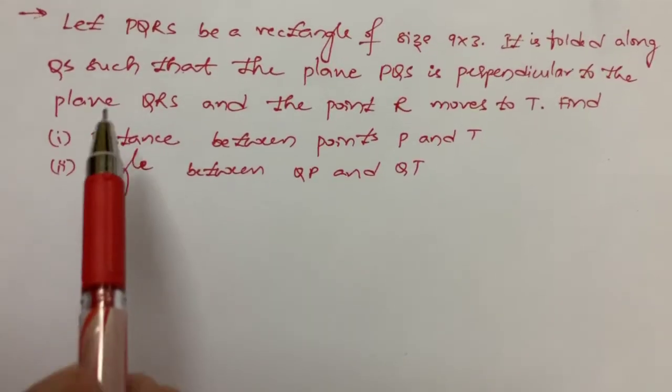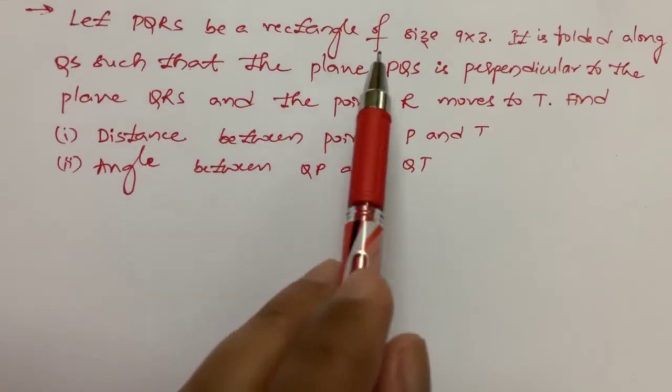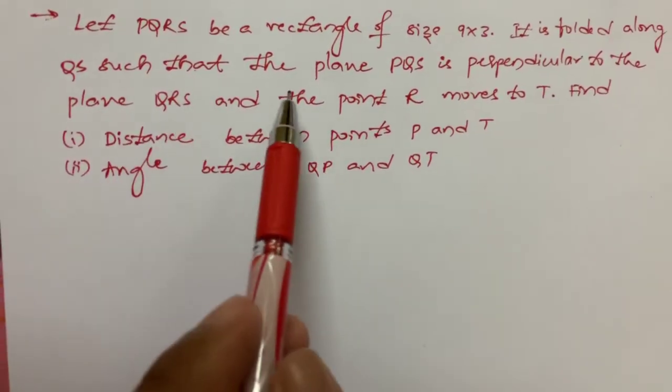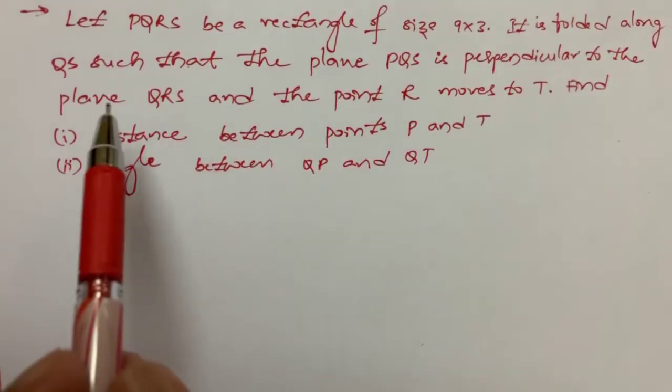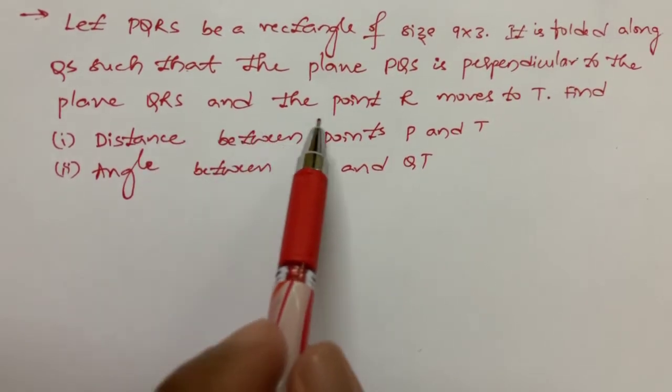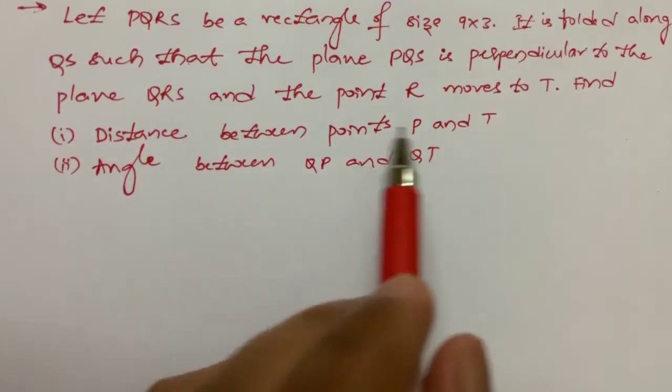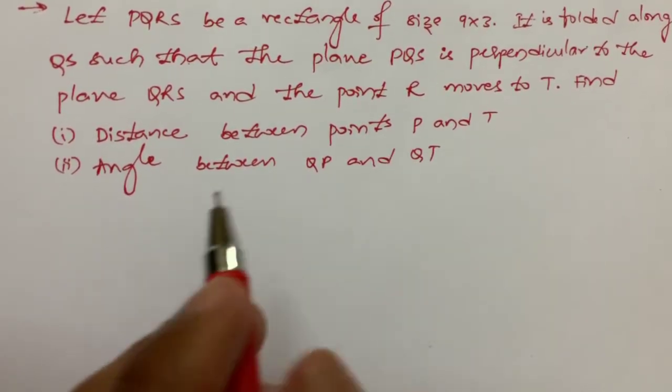Let's look at this problem. Let PQRS be a rectangle of size 9 by 3. It is folded along QS such that the plane PQS is perpendicular to the plane QRS and the point R moves to T. Find the distance between the points P and T and the angle between QP and QT.